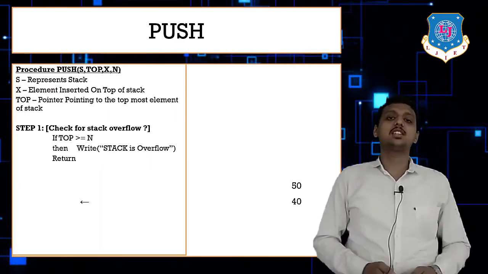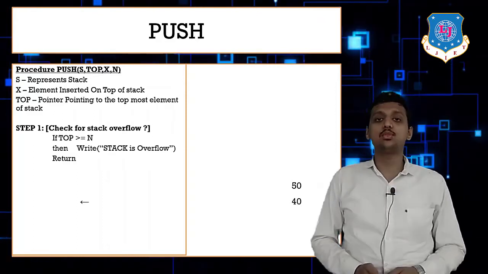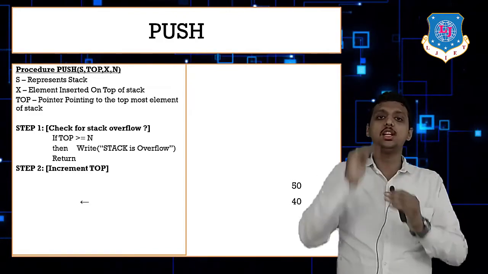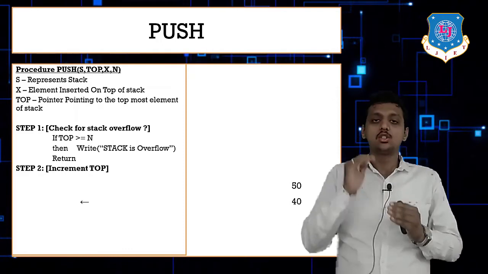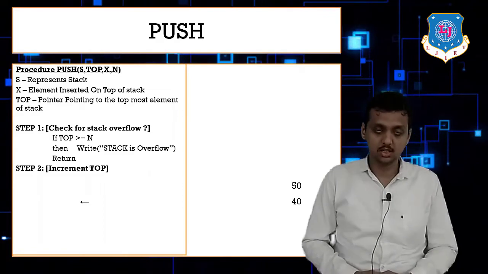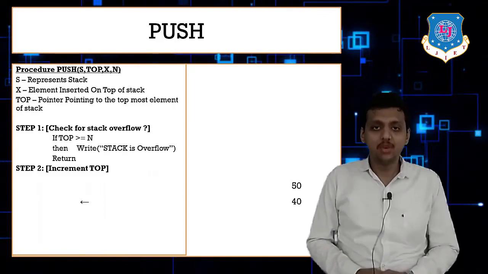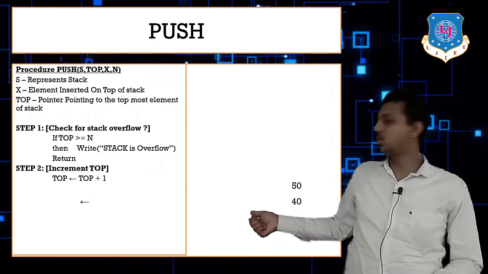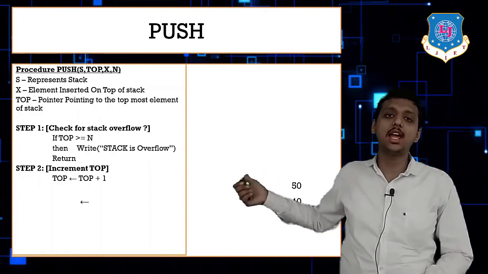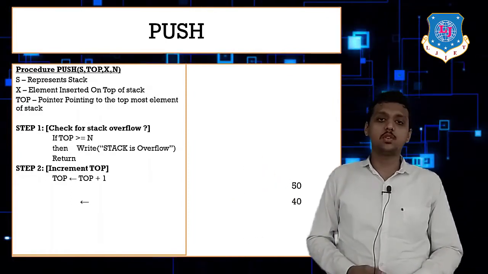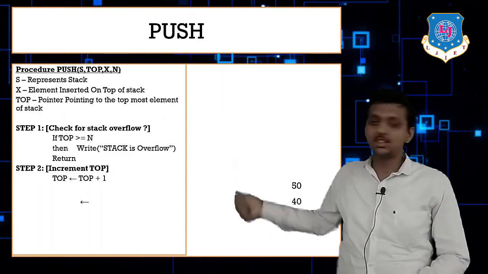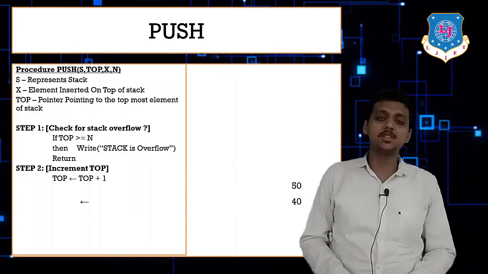Fine. Now let's take step number 2. If your stack is not full, then what do you need to do, students? First you need to increment the top pointer and then assign the value. How is the top pointer incremented? Top is equal to top plus 1. Here, instead of is equal to, students, we are going to use an arrow. In algorithms, the equal notation is written using an arrow. So it shows like this: top arrow top plus 1, that means top is equal to top plus 1.